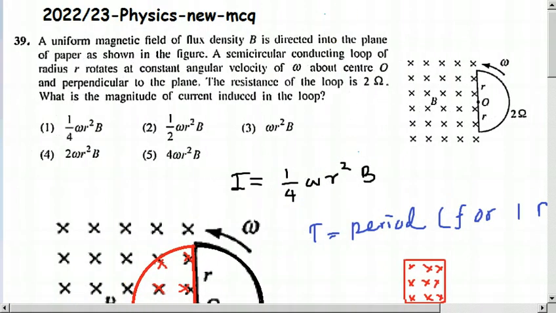What is the first one? I think quarter omega R squared B. Yes, the first one is the answer. So let us check the answer sheet.